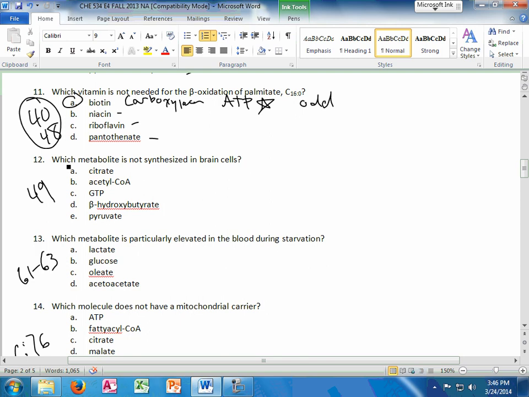Which metabolite is not synthesized in the brain? So now we're getting into some ketone body questions. Ketone bodies, acetoacetate being the other main one, are going to be synthesized in the liver, not in the brain. The brain will use this for energy, but it won't synthesize it itself.